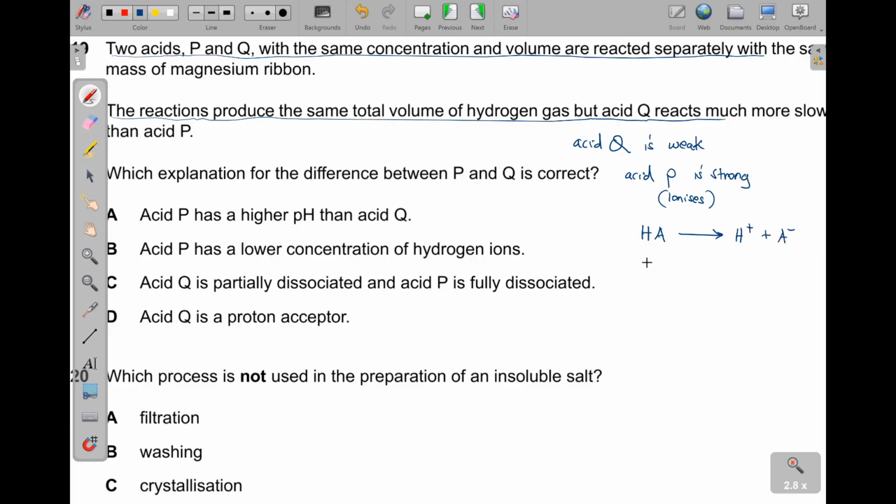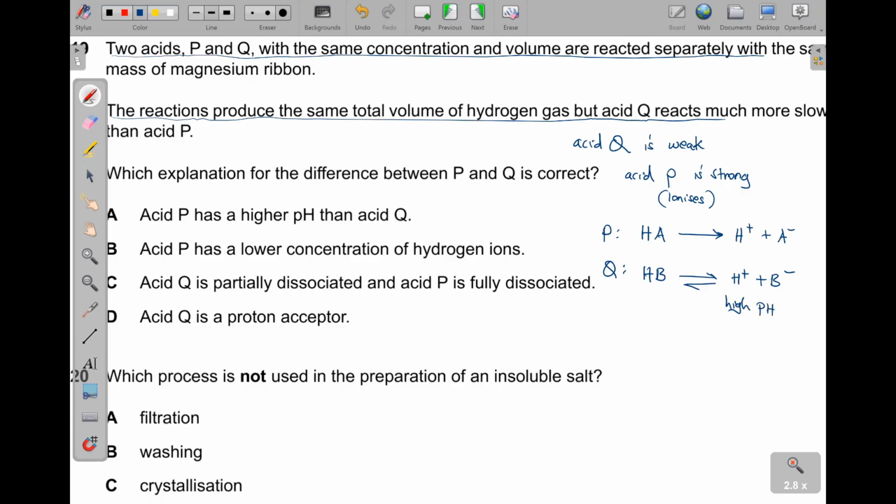If I write this one as maybe HB, the weaker one, this is for Q, this is for P. So when it ionizes, it does so partially, and then it produces a small concentration of hydrogen ions. Here I used B, so this one has to be B minus. Since it has a low concentration of hydrogen ions, then there will be a very high pH here. The pH will be high.